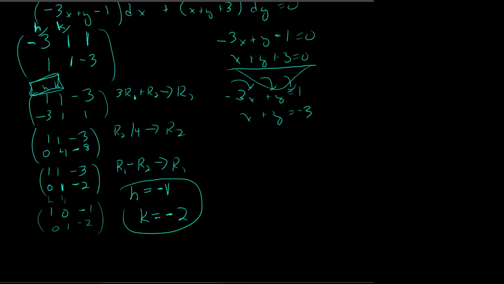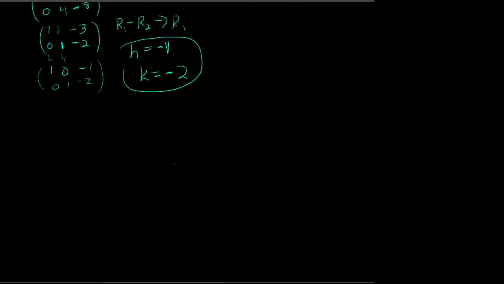Well, now that I have h and k, I can begin my substitution. I said x was equal to u plus h, so x is equal to u minus 1, and I said y is equal to v plus k, so y is equal to v minus 2.